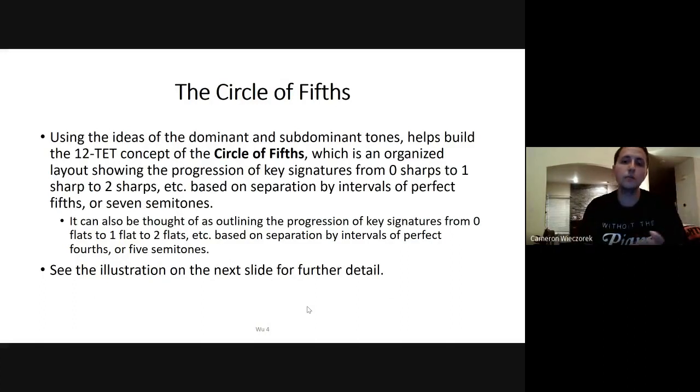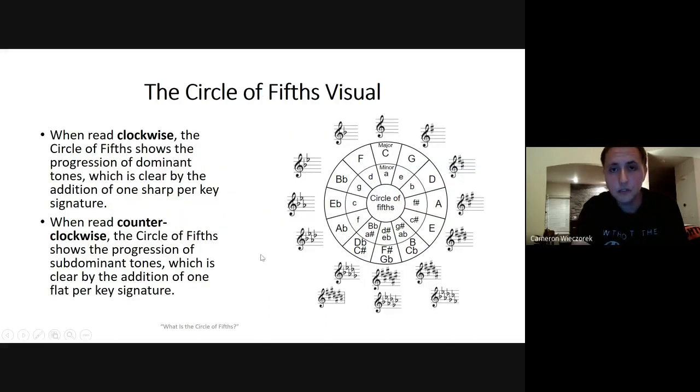And visually, you can represent this idea with what's called the circle of fifths. It's an organized layout that shows the progression of key signatures from 0 sharps to 1 sharp to 2 sharps to 3 sharps, et cetera. Or if you go the other way around the circle, it shows you the progression of flats. If you read it clockwise, you're looking at the progression of dominant keys. If you read it counterclockwise, you're looking at the progression of subdominant keys. This idea of the circle of fifths works for the 12-tone system. I'll show you a modified version when we get to the 19-tone system.